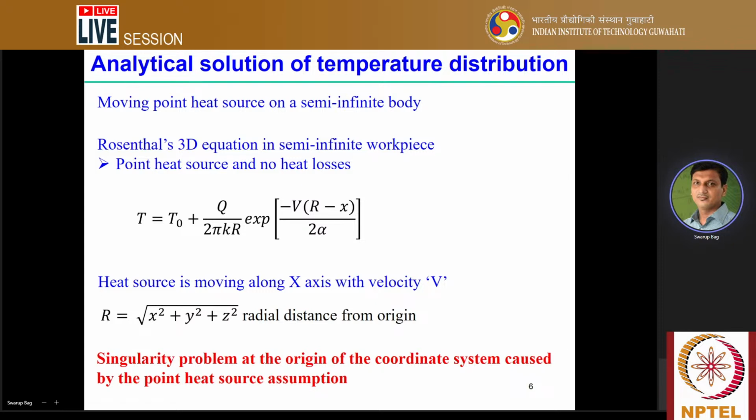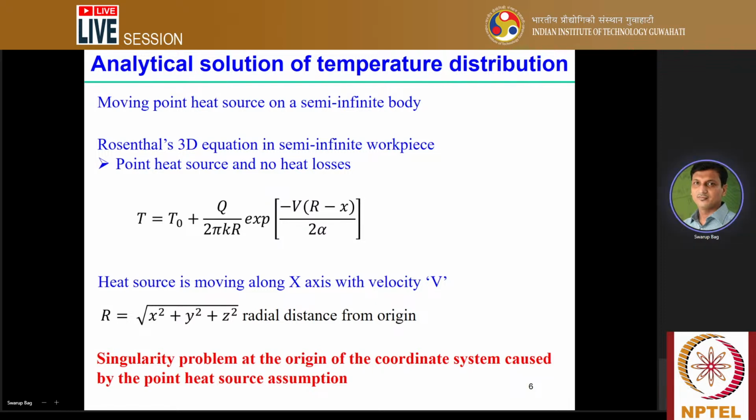In this case also the heat source is moving along the x-axis. That's why you can see the x variable here in this solution, and r is the radial distance from the origin. So r we can represent as the square root of x square plus y square plus z square. And if you see the solution here, it is independent of time. So this is basically a steady state solution, or sometimes, in case it is not exactly steady state, we can say we get the quasi steady state solution in a welding problem.